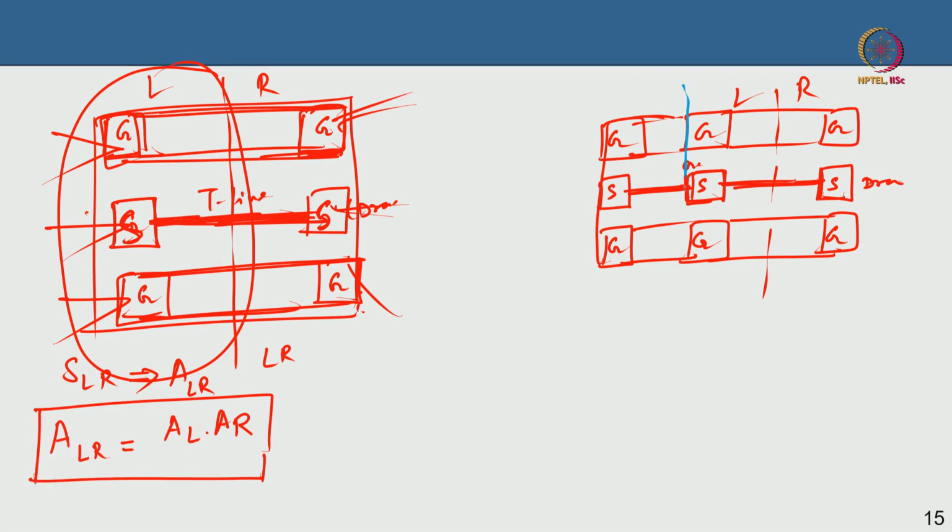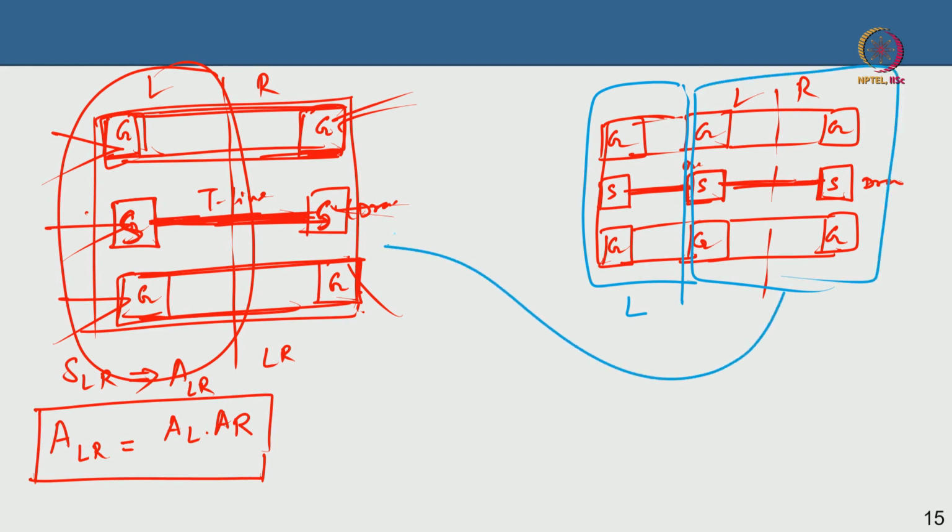If I define this, then this part is my L network, exact same dimensions I have used, and this part is this. So when I measure this structure using GSG probes here and here, I get the S parameter, which I can convert to ABCD parameter. So I am going to get L, this is R, so I will call it LR.